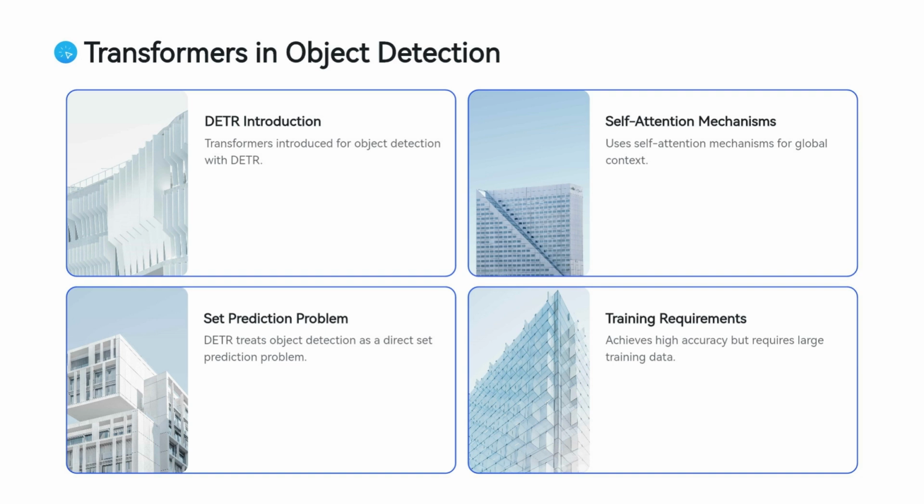The model directly predicts a set of bounding boxes and class labels, eliminating the need for region proposal networks or anchor boxes. While DETR achieves impressive accuracy, it requires large amounts of training data and computational resources, making it more suited for tasks where high precision is required.